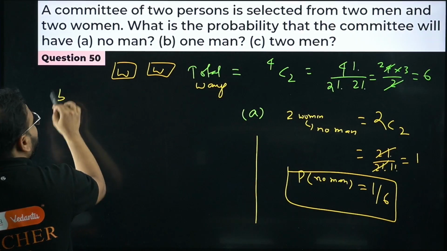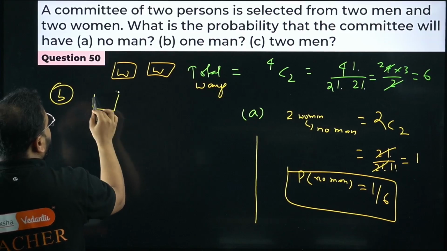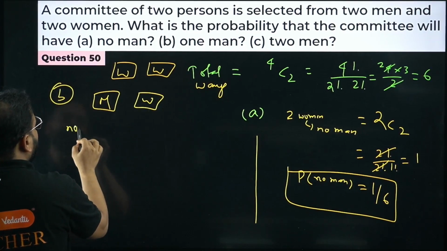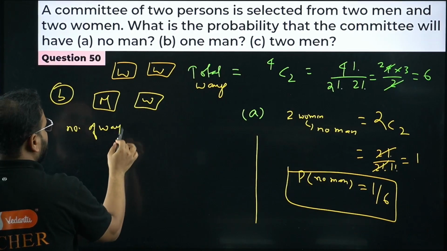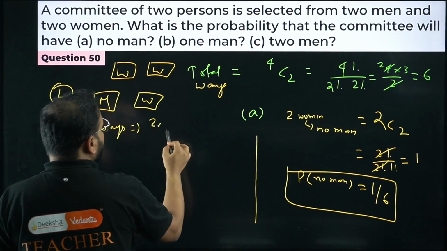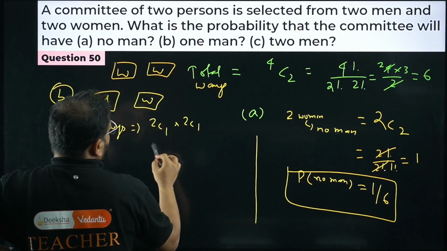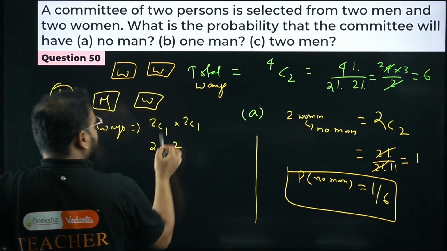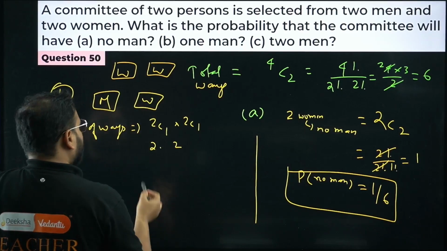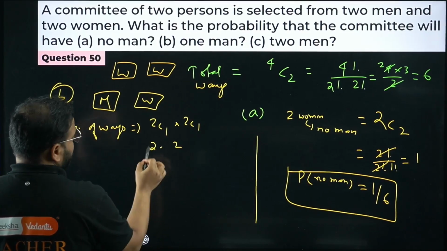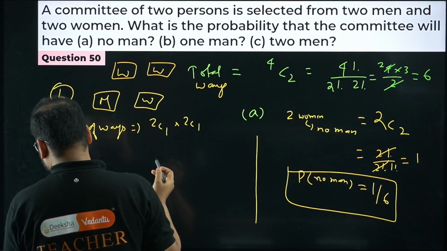Part B. What is that? 1 man. It means the committee will have 1 man and 1 woman. So the number of ways to do that will be 2C1 and 2C1. What do I get? 2 into 2. 2C1 is what? 2. Please check. If you're not sure, you can do this calculation.